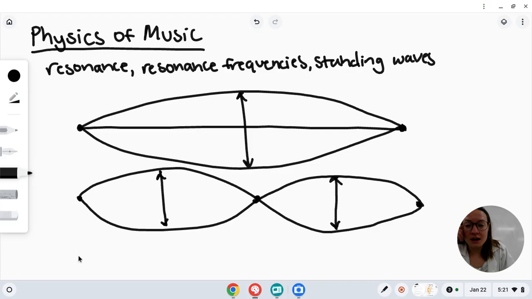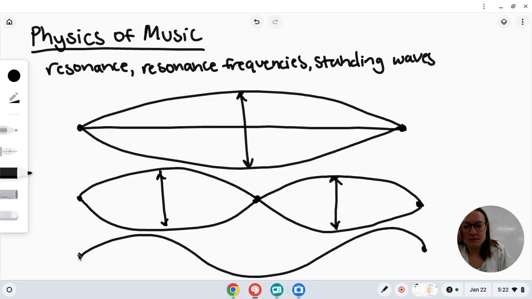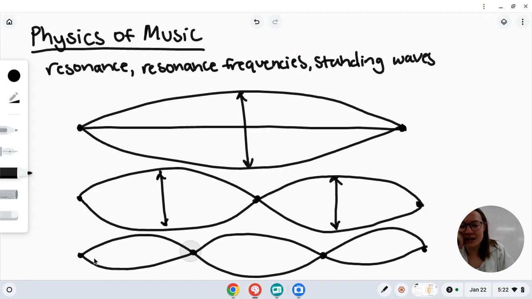It would look something like whoop, whoop, whoop, whoop, like this. This resonance frequency would create a standing wave that has nodes here, a node here, another node on the end, and another node on the end. That's a total of 1, 2, 3, 4 nodes, and it would have 1, 2, 3 antinodes, like this. All of these would be resonance frequencies, but they would all create different standing waves.